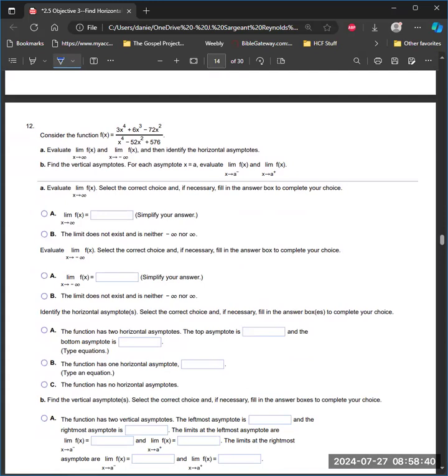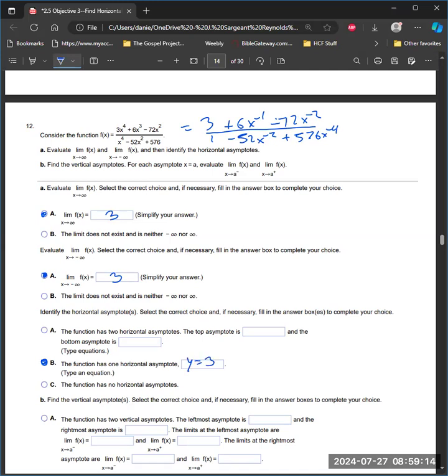So, more questions here. This is going to be 3 plus 6x to the negative first minus 72x to the negative second over 1 minus 52x to the negative second plus 576x to the negative fourth. So our horizontal asymptotes left and right are both going to be 3. And there's going to be one horizontal asymptote at y equals 3.